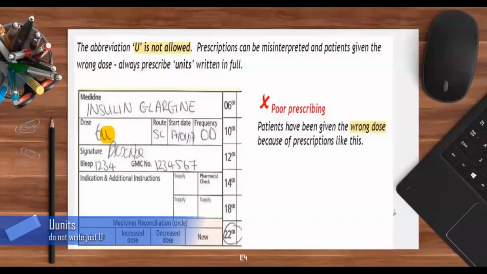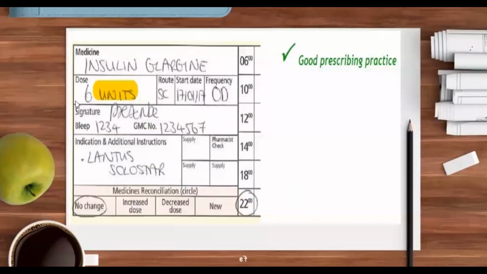The next one, and the most common mistake, the most common thing you have to be aware of: don't write U for unit. Simply, don't write U for unit. Why? If the doctor writes 6 units as 6U, it could easily be misread as 64. So here the right thing is 6 units.